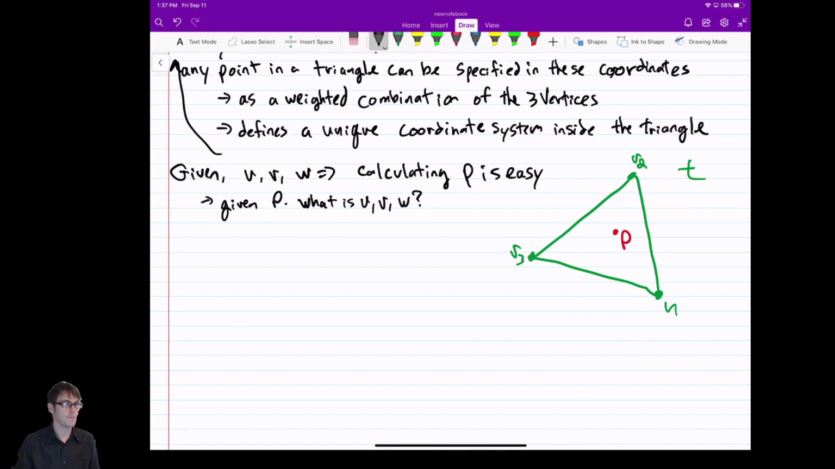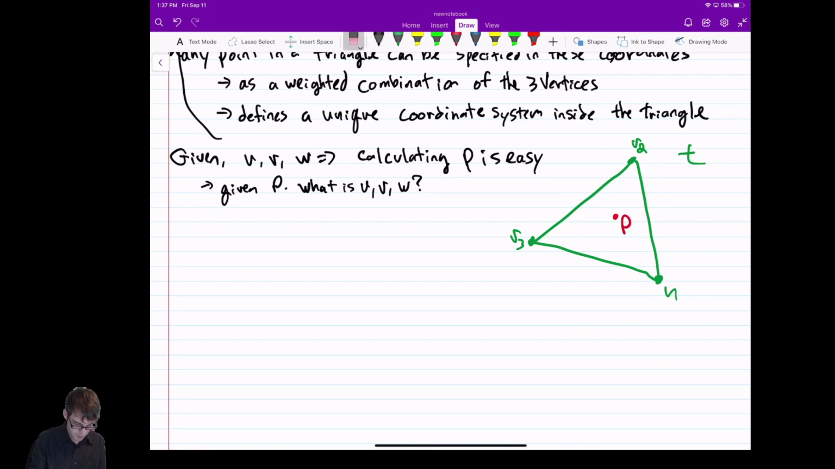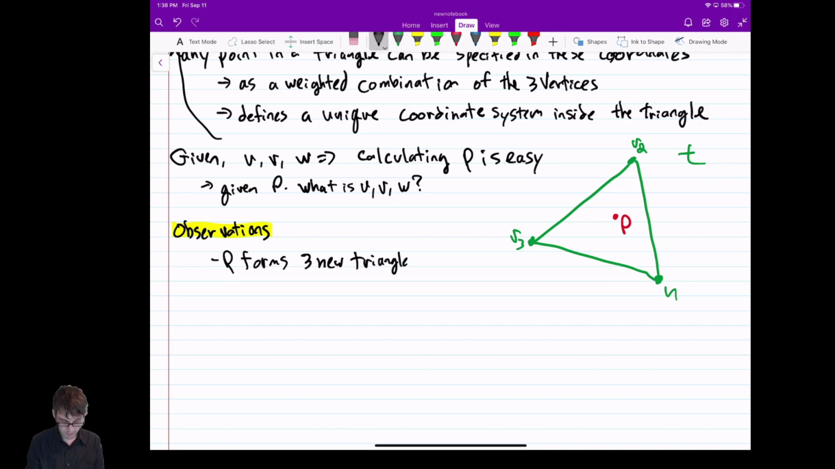Yeah, good. So I want to make a few observations with this triangle that'll help us out. Okay, 1. The point P forms 3 new triangles inside T. Okay? Right? No big deal. Let's draw them. Cool.